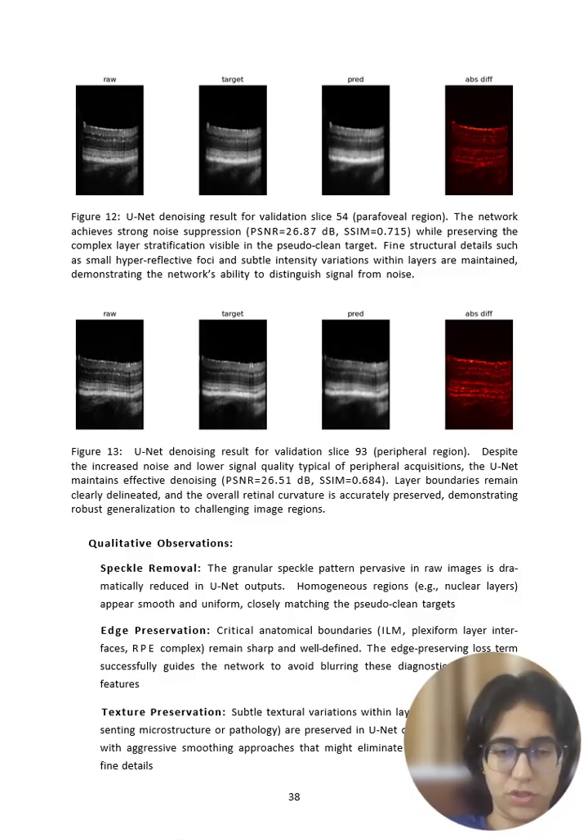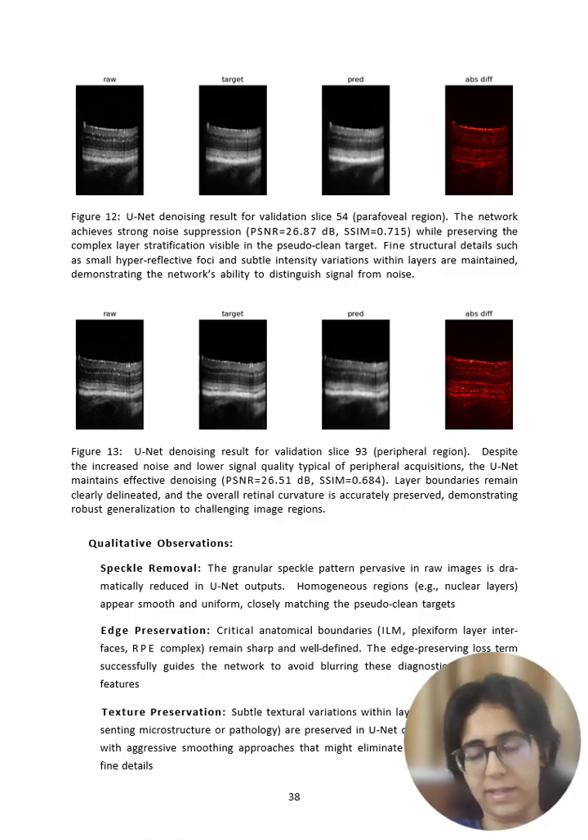This slide contains the visual comparison of the raw, target, predicted, and the difference between target and predicted data. We can see that the predicted image is way better than the raw image in terms of clarity and reduction in speckle noise. So the qualitative observations that we can see is that the granular speckle pattern is dramatically reduced in UNet outputs, and the nuclear layers, that were the homogeneous regions, appear smoother and uniform. The edges are also preserved, and texture information, that is also very crucial at the time of diagnosis, is preserved in our model.